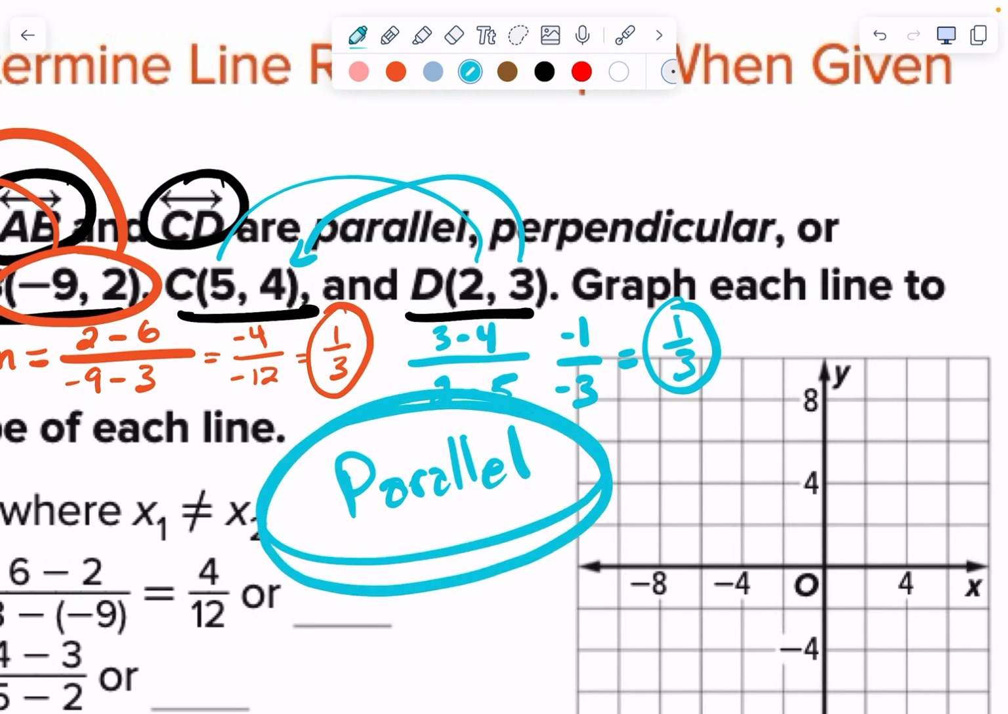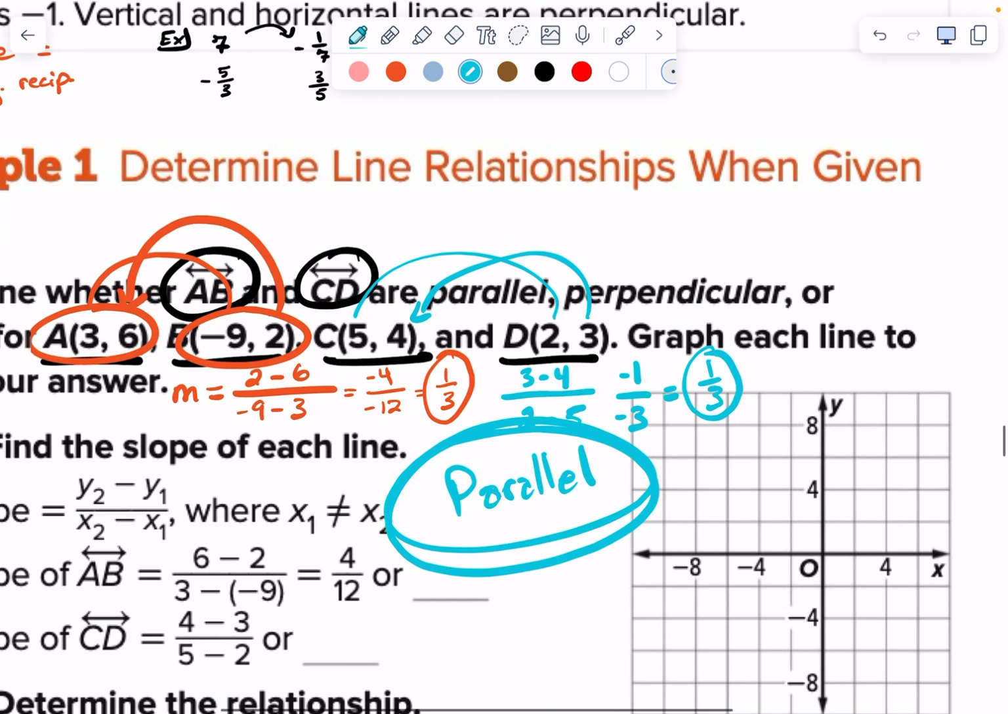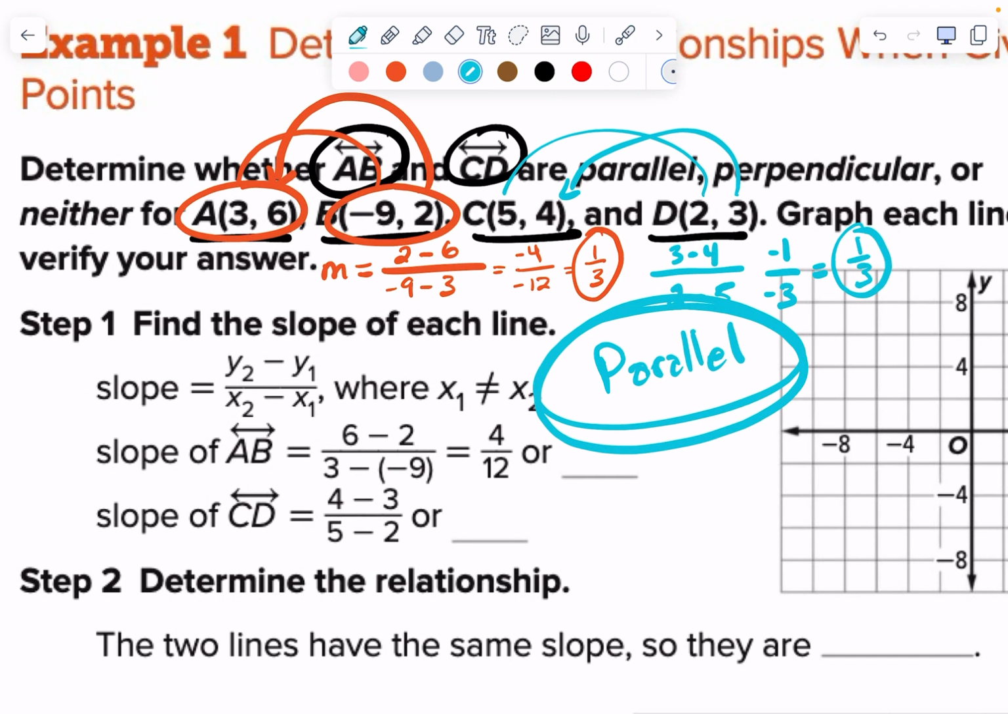Okay, that's the answer. They are parallel. If you write out the word parallel without showing your work, I will count it wrong. Why? Because you have to show your work. You can't just look at those points and tell me that they're parallel. No, that's not going to happen. Nope, I'm telling you, show your work. All right. Okay? Graph the line, verify.